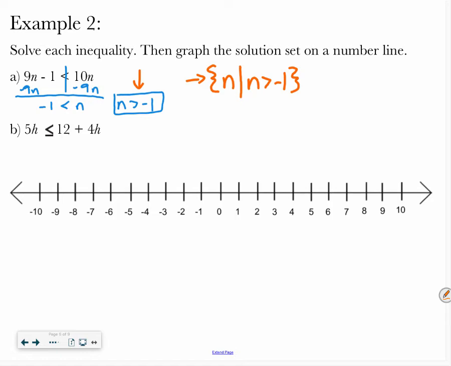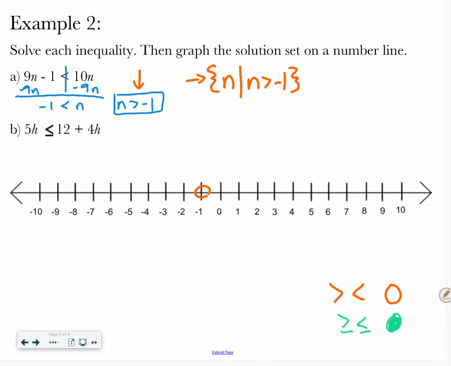Now the second part of our question was to be able to graph the solution set on a number line. So I look, n is greater than -1, so I go over to -1. Since I don't have that or equal to, I leave it as an open circle. Remember, whenever it's less than or greater than, it's an open circle. Whenever it's greater than or equal to and less than or equal to, it's a filled in circle on your number line. Okay? Or closed.